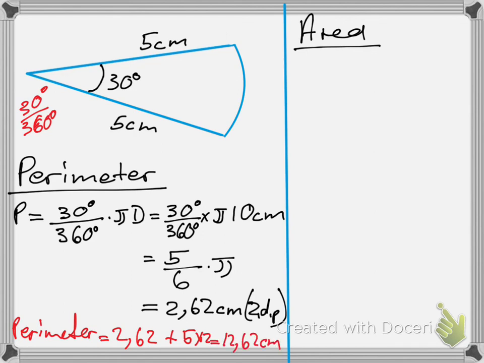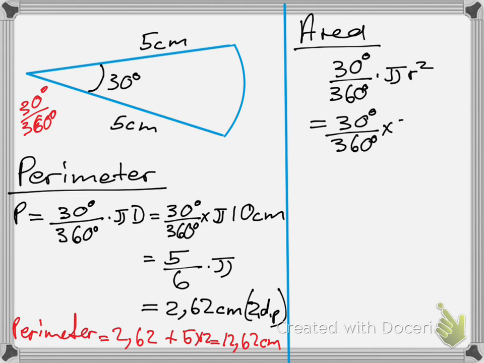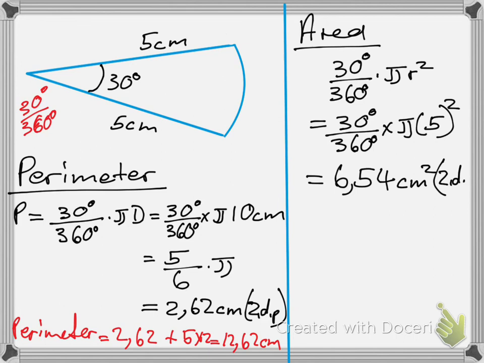And then the area of the shape is going to be, now we use 30 degrees over 360 multiplied by pi r squared, right? Where there's r, we put 5, and then our answer will be 6.54 square centimeters to 2 decimal places.